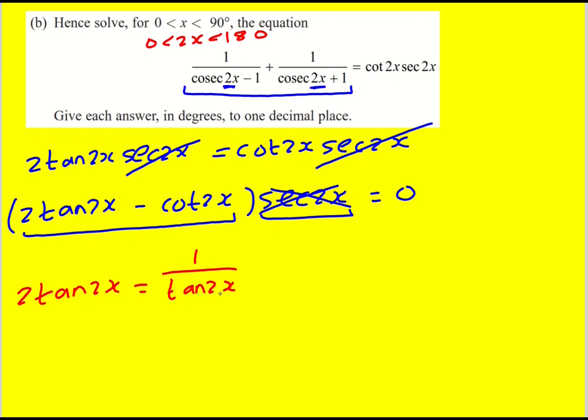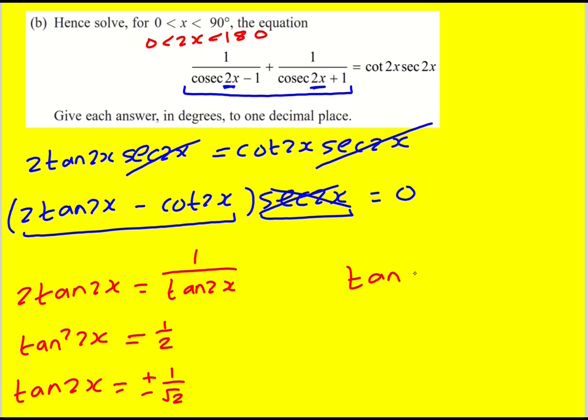And then I'm going to times through by tan 2x. So I'll get 2 tan squared 2x equals 1. And then I'm going to divide through by 2 to get a half here. And then tan 2x is going to be plus or minus root a half, or 1 over root 2. Okay, just got to solve each of these separately. So tan 2x equals 1 over root 2 first of all.